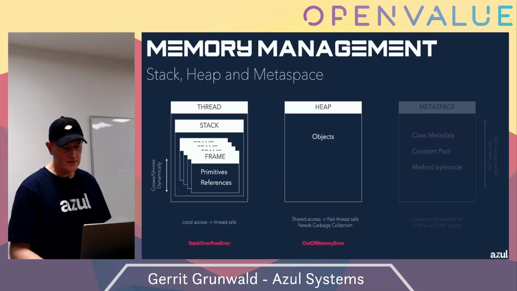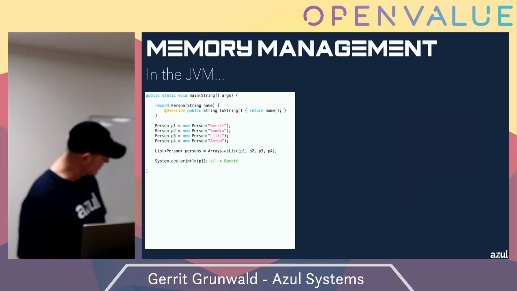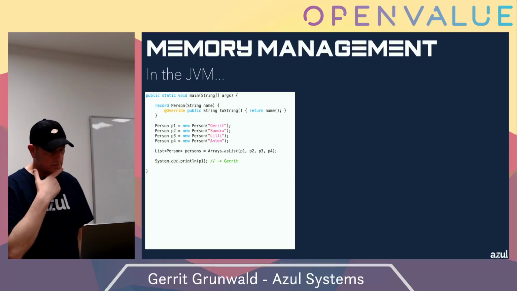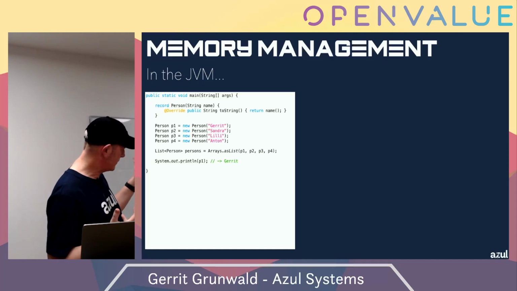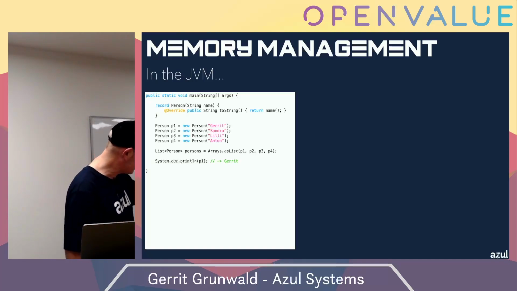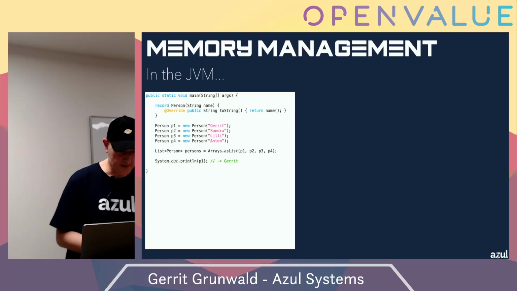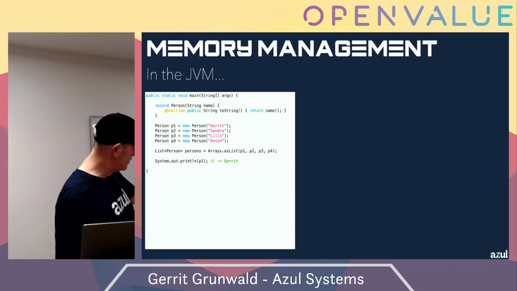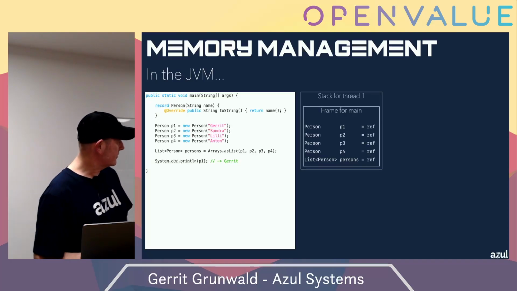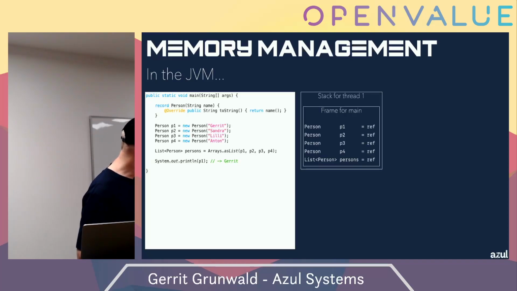Okay, to give you an idea how it works, I wrote some code. I hope it's readable from the back. Pretty simple. I have a record, person. I have 4 instances. I have a list where I put the instances in there. I print out P1, my name, that's it. Easy. The stack for thread 1, which is here for this main method, this is all simplified, right? Would probably look similar like this.